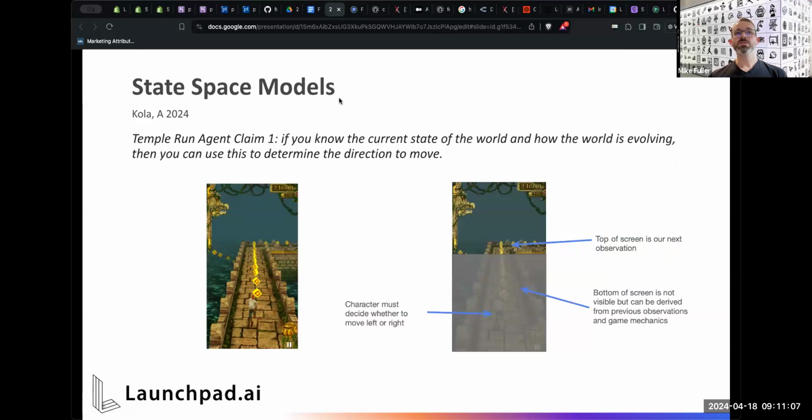So as an introduction to state space models, there was a nice analogy to this using Temple Run, if you ever played that game. Basically, the claim is, if you know the current state of the world and how the world is evolving, then you can use this to determine the direction to move. Say you only have the top of your screen as your next observation and you don't have the bottom yet. You can derive this from previous observations by a model of the game mechanics, essentially, to give you your next movement within the game. So you can think of this as an analogy to prediction of tokens.